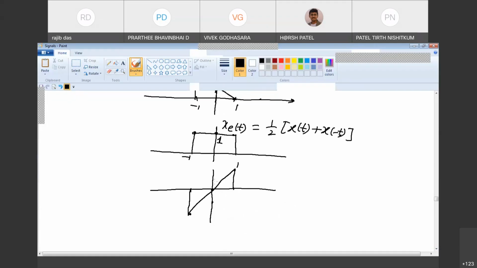Okay. But this value is exactly 2, but I need to take half of that. That's how this amplitude will be called 1. And this will be called -1. This is -1. This is at +1 t. And this value is nothing but xo(t), which is half of x(t) minus x(-t).